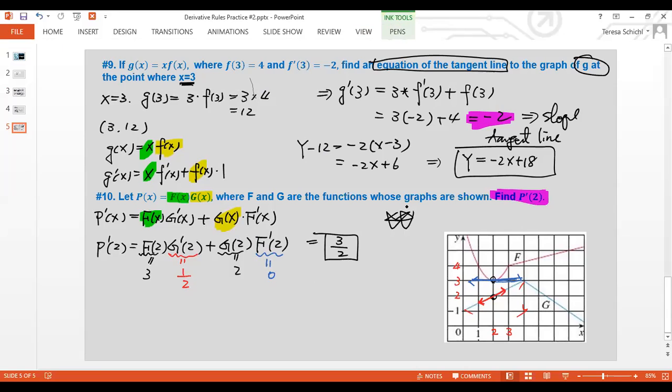The reason I said this problem is a very good problem is because you need to use the graph, and it really tests your understanding. What does the slope mean, right? What does the derivative mean here? All right, that's it.